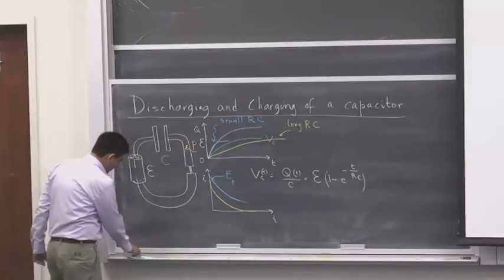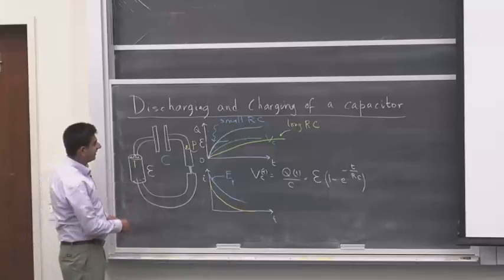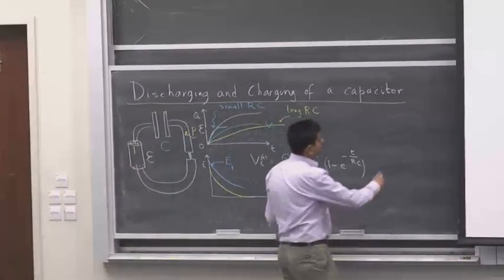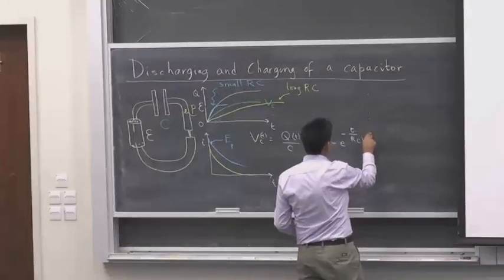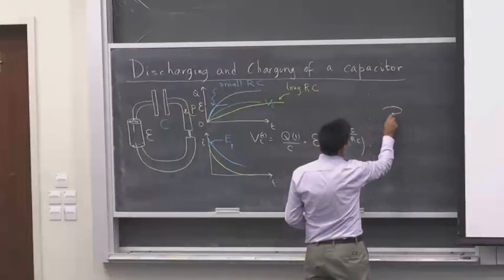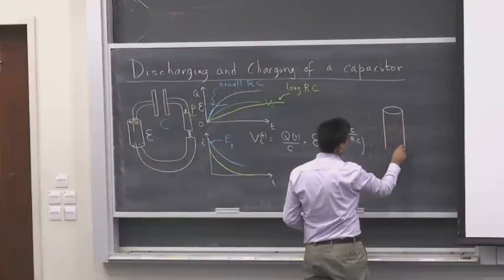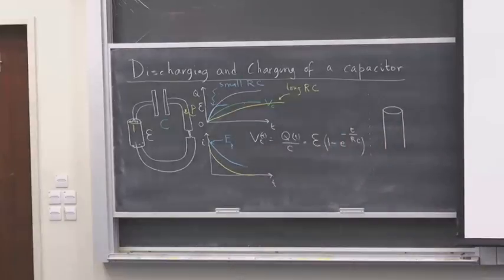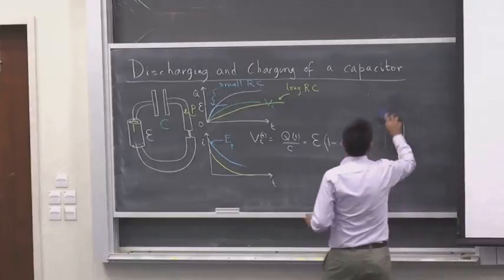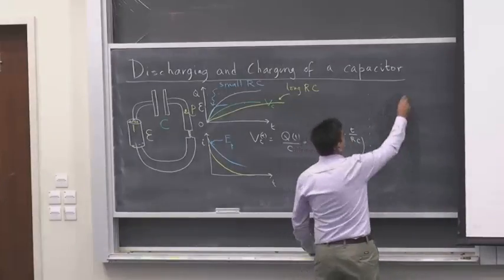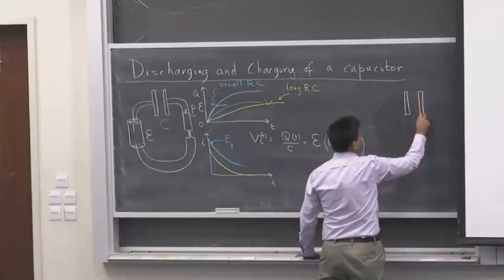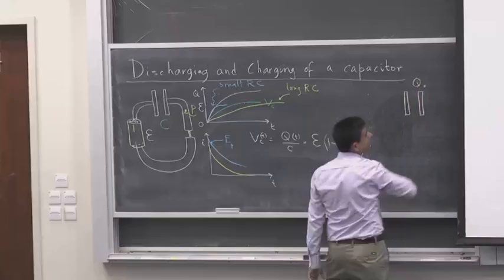If I were to replace this circuit with another circuit in which the battery is simply removed, then for such a circuit, it will apparently look like the following. I just have to remove this battery, sorry. There's no battery. I have a capacitor which has some charge already residing on it. That charge, let's call it Q0.